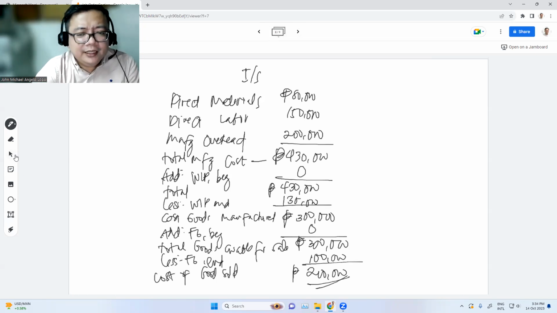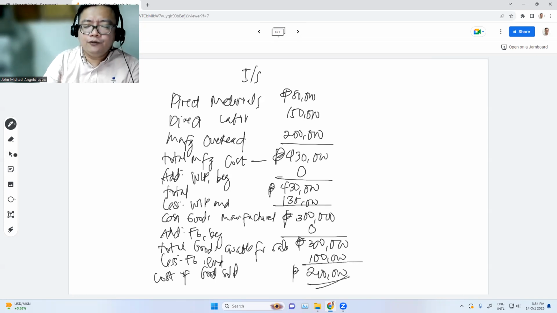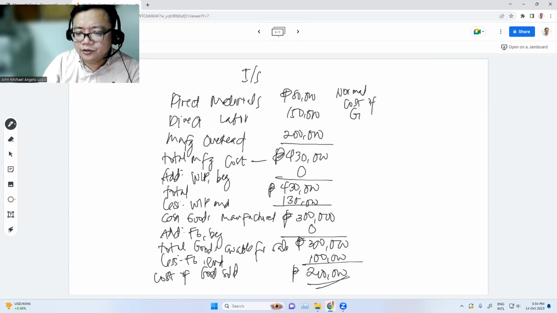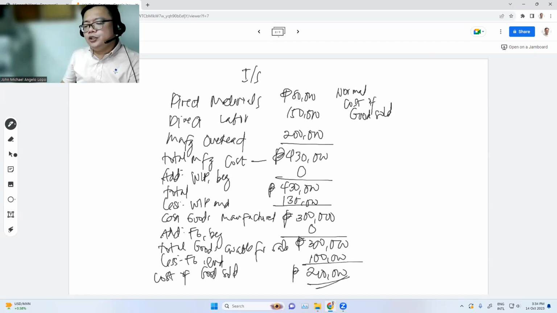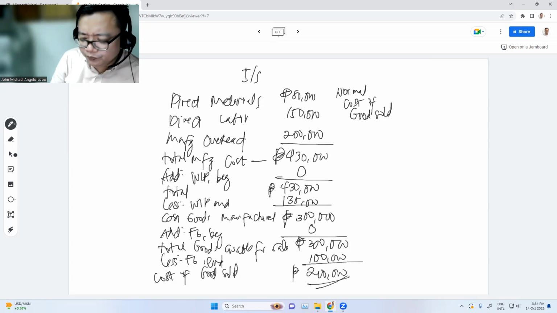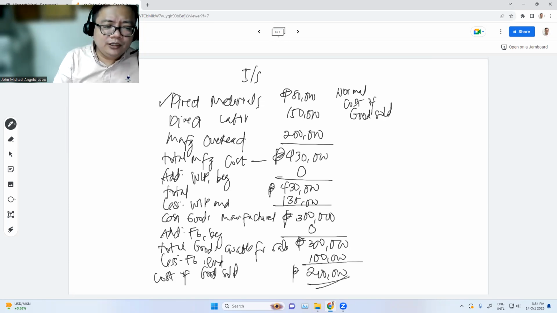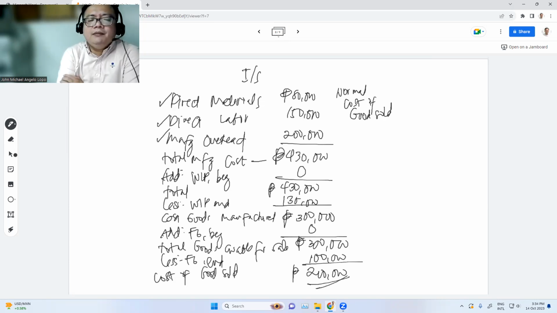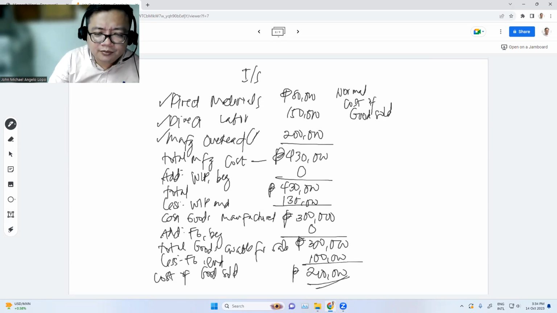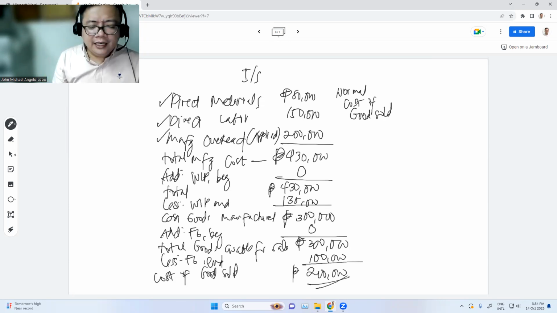Please take note, the cost of goods sold here of 200,000, ang tawag diyan class ay normal cost of goods sold. My question, no? Bakit normal cost of goods sold? In your income statement, you have your actual direct materials, you have your actual direct labor, and we have our manufacturing overhead, which is based on the applied overhead. Yan ay based sa ating estimate. That's why what we compute here is normal cost of goods sold.